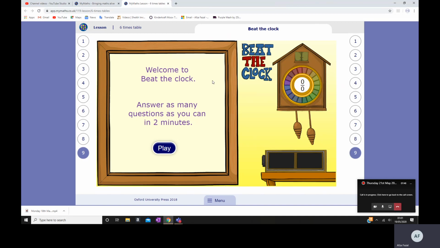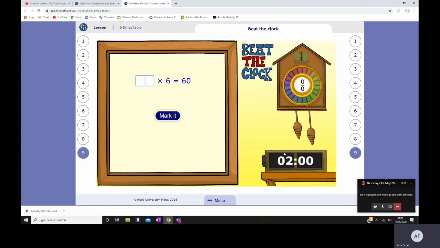Welcome to Beat the Clock. Answer as many questions as you can in 2 minutes. What times 6 is 60? 10. Something divided by 6 is 7, so 7 times 6 in my head, 42. 36 divided by 6, 6. Something times 6 is 30, 5.